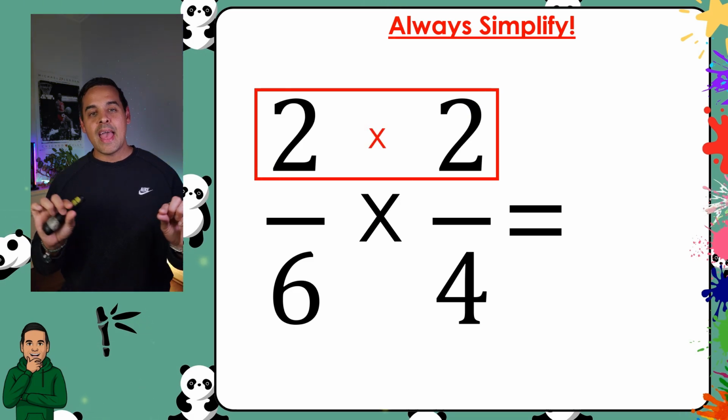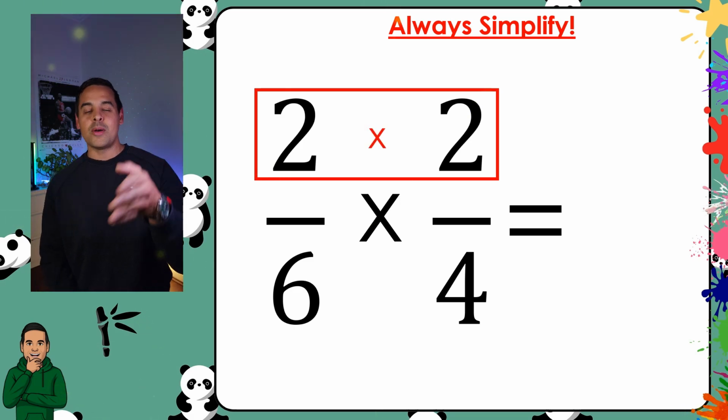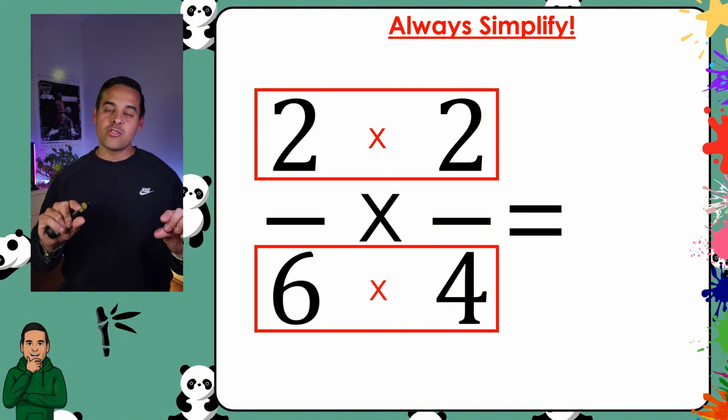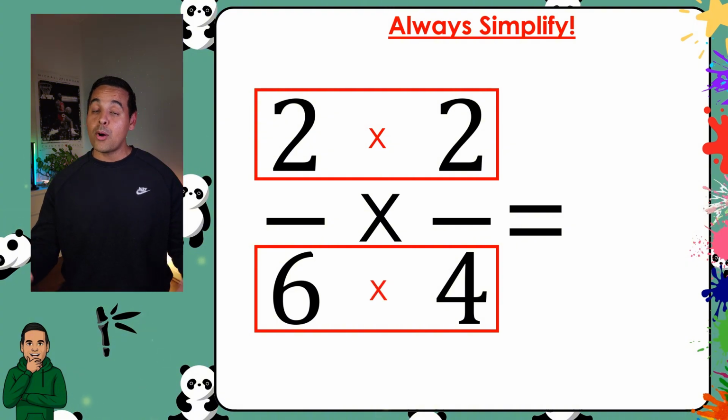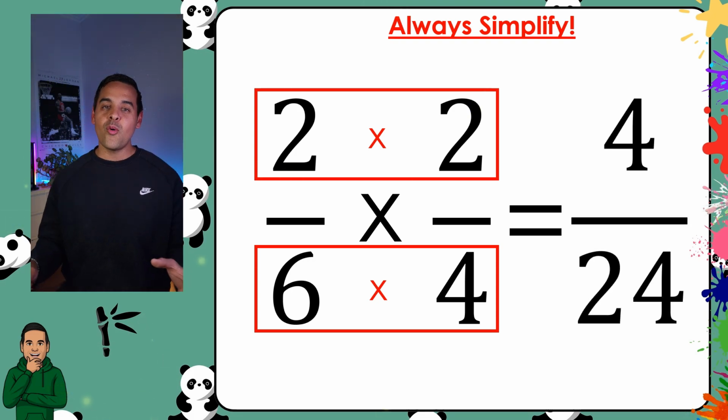We are multiplying our numerators together, so that would be 2 times 2. And then we are multiplying our denominators, which are the bottom number of your fraction here, 6 times 4. So 2 times 2 is 4, and 6 times 4 is 24.